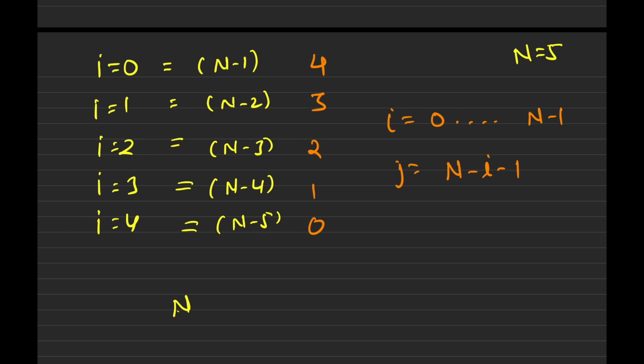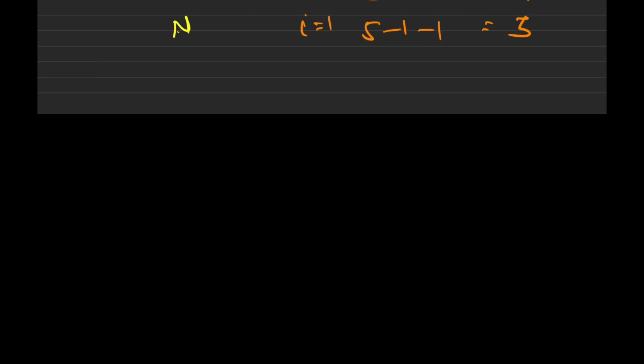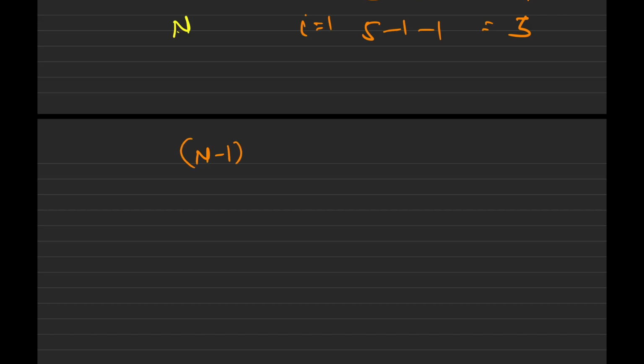Let's see. The value of i is 0 and n is 5. So 5 minus 0 minus 1 would be 4, which is indeed what we got. When i equals 1, 5 minus 1 minus 1 is nothing but 3, which we got exactly. So the outer loop will run for n minus 1 times, which is the passes, and the inner loop, which is used for comparisons, will run for n minus i minus 1 times.